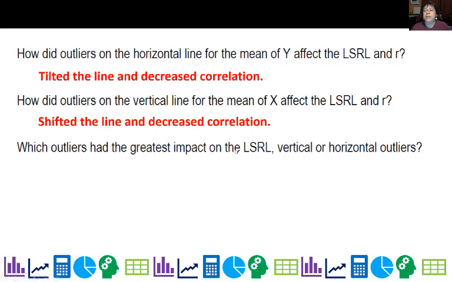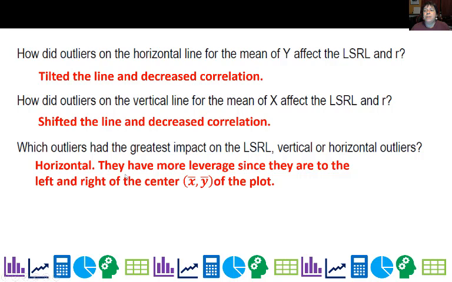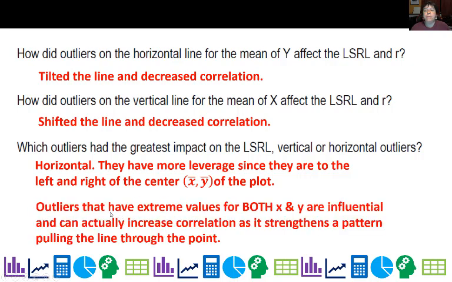So which outliers had the greatest impact? We found out that horizontal outliers actually have more leverage since they are to the left and right of the center, x bar or y bar. Now, that said, we're only talking about outliers that go horizontally versus vertically compared to the average. If you have outliers that have extreme values for both x and y, these are influential and can actually increase correlation as it strengthens the pattern, pulling the line through the point. So for these instances where it's extreme on both x and y, look at which way the line is being pulled by that outlier, and then you'll have to figure it out from the drawing.